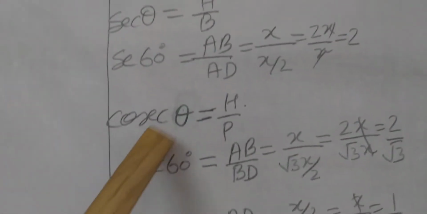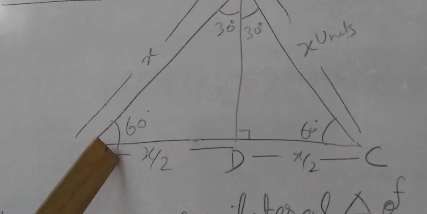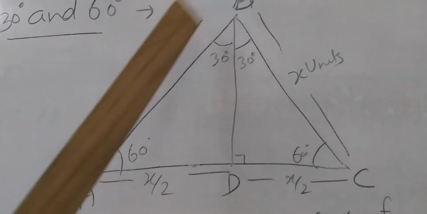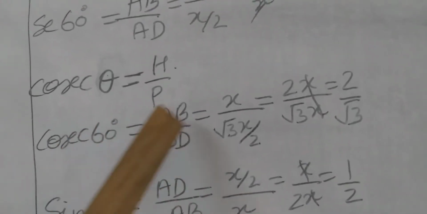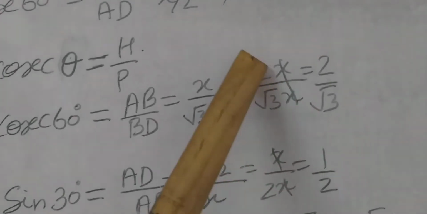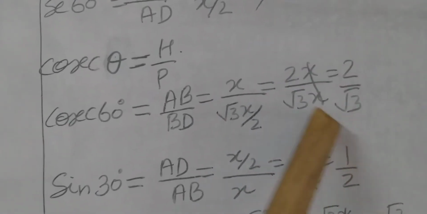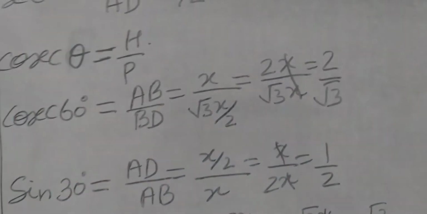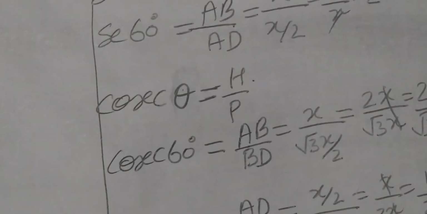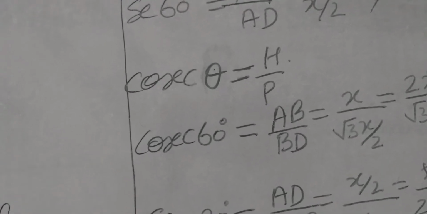Correct. Now cosec, students. Cosec theta equals H upon P. So for cosec 60, for the 60 degree angle, the hypotenuse is AB and the perpendicular is BD. AB upon BD. AB is x and BD is root 3x by 2. So it becomes 2x upon root 3x. The x cancels, giving 2 upon root 3. This is the value of cosec 60 degree. So students, you have seen how to find the value of all trigonometric ratios for the angle 60 degree.